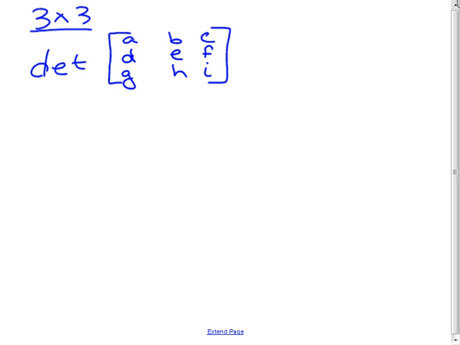3 by 3s take a little bit more time. There's a few more steps to them. But again, what you're going to get is a specific number. That's it. I'm going to start out with the generic case with the variables, and then I will show you what it looks like numerically.